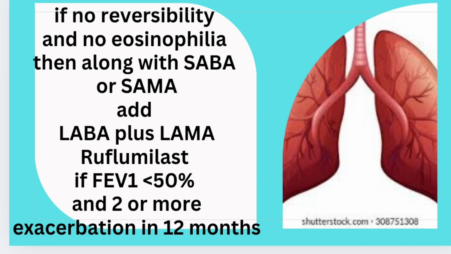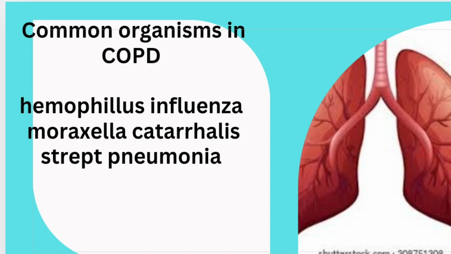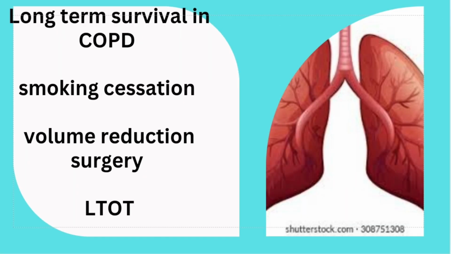Here I want to say what the common organisms are which cause acute exacerbation of COPD. These are Haemophilus influenzae, Moraxella catarrhalis, and Streptococcus pneumoniae. Then after that, what are the factors which improve long-term survival in COPD? These are, number one, smoking cessation, then volume reduction surgery, and then LTOT, long-term oxygen therapy.